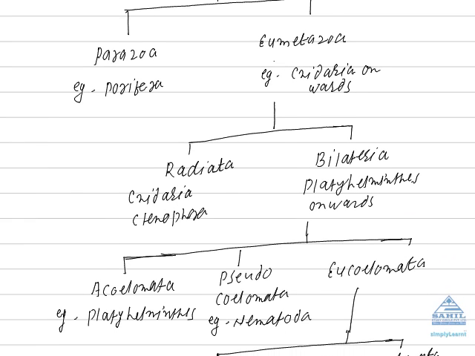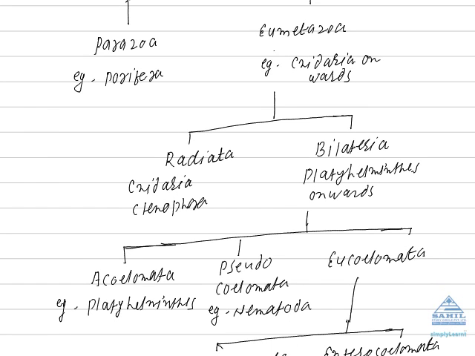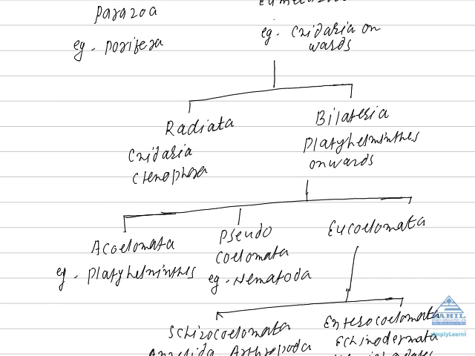Animals with bilateral symmetry are further divisible into three groups on the basis of the nature of the coelom. These groups are Acoelomata, Pseudocoelomata, and Eucoelomata. Acoelomata includes Platyhelminthes, in which the coelom is absent. Pseudocoelomata includes Nematoda, where the true coelom is not found.